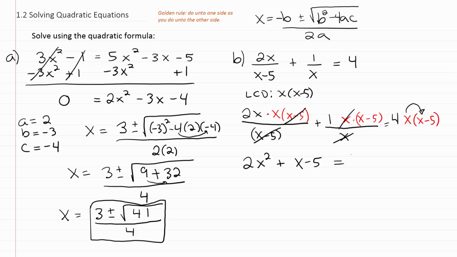which is going to give you 4x squared, and then 4x times a negative 5 is going to give you negative 20x, right, because 4 times 5 is 20.